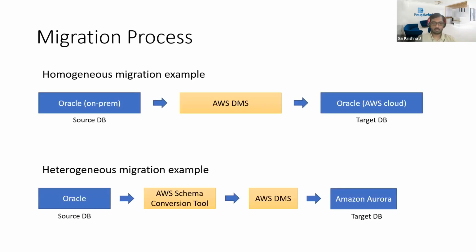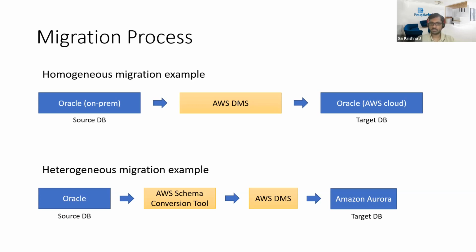So we talked about these two different types of migration that the DMS service offers. So first one is the homogeneous migration, and the next one is the heterogeneous migration. Now, homogeneous is where both of your source database as well as your target database are of the same software. So you migrate from Oracle to Oracle or MySQL to MySQL. So that is what you call a homogeneous migration.